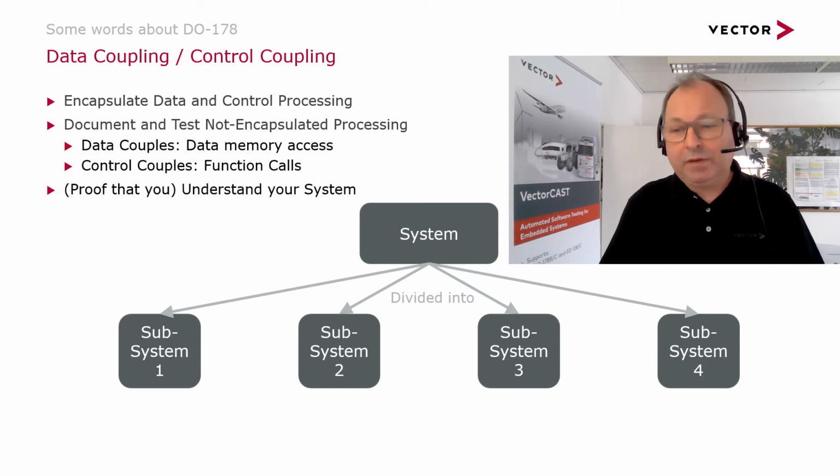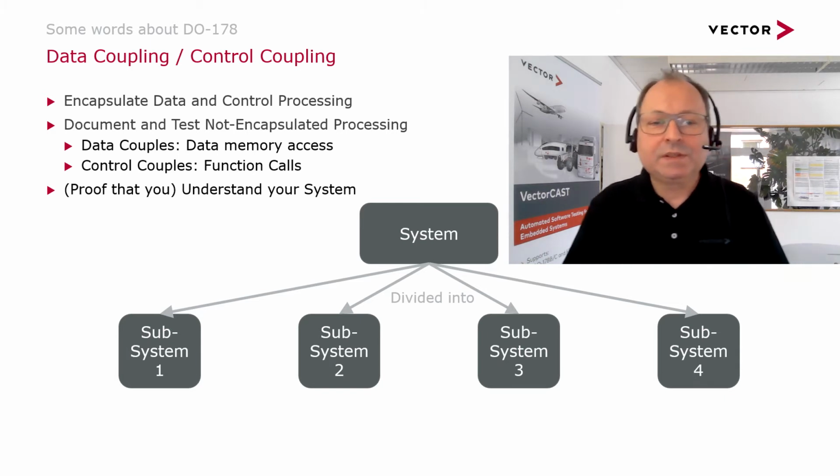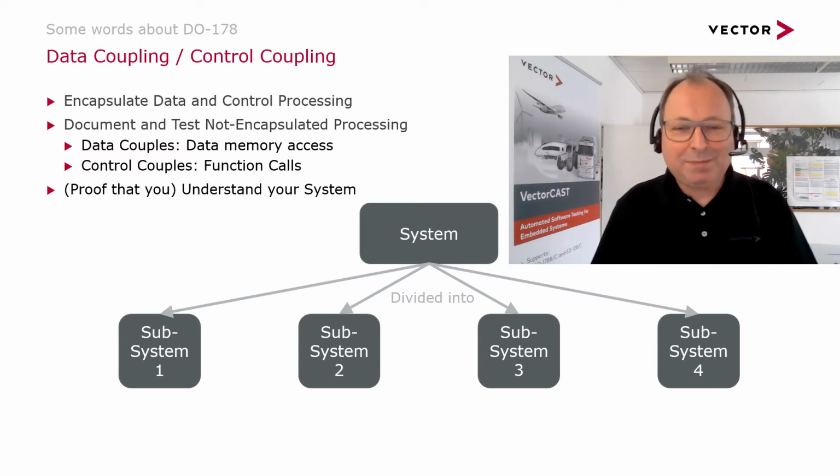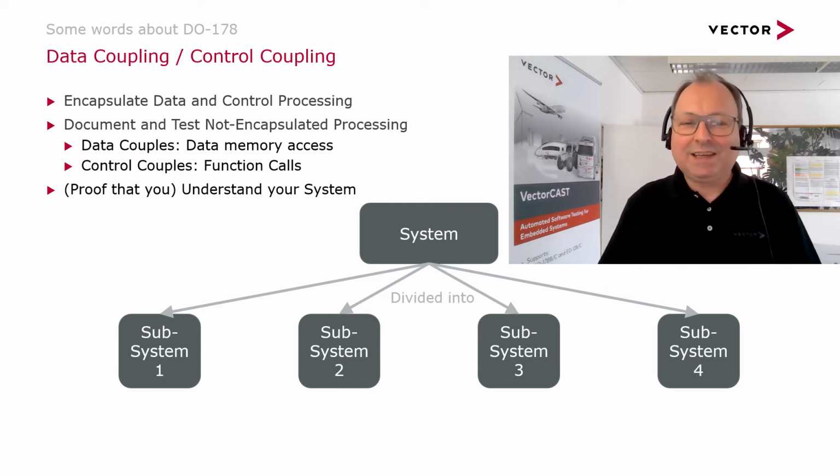But this is very often not possible, so then you need to document and to test that the data access between subsystems and the control access between subsystems is understood and only happens as documented, and that you validated, that you verified with dynamic test cases that these and only these accesses exist.